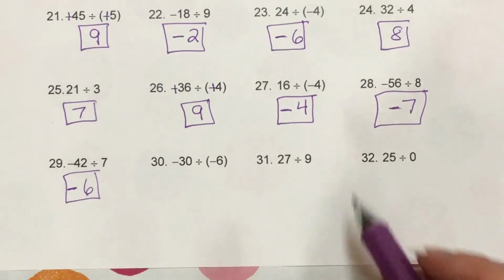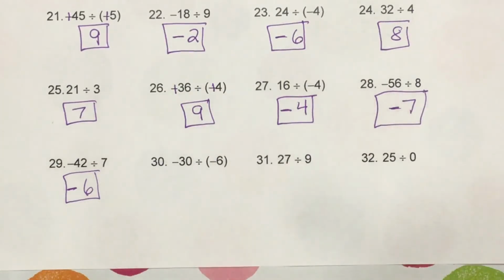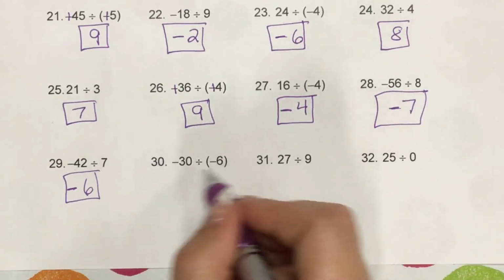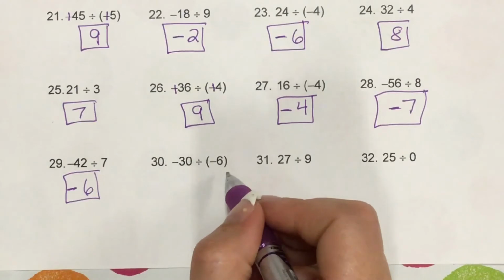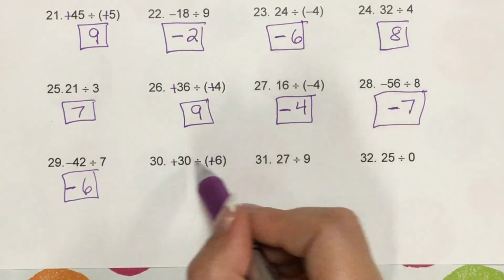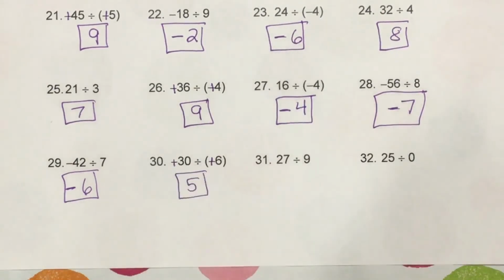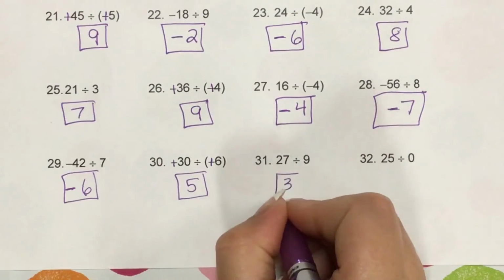Okay, number 30. We have negative 30 divided by negative 6. That's a negative divided by a negative. When they're the same sign, they end up being positive. So I'm just going to make a positive there. And then 30 divided by 6, 6 goes into 30 5 times, so our answer is 5. 31, 27 divided by 9, pretty straightforward. 9 goes into 27 3 times.